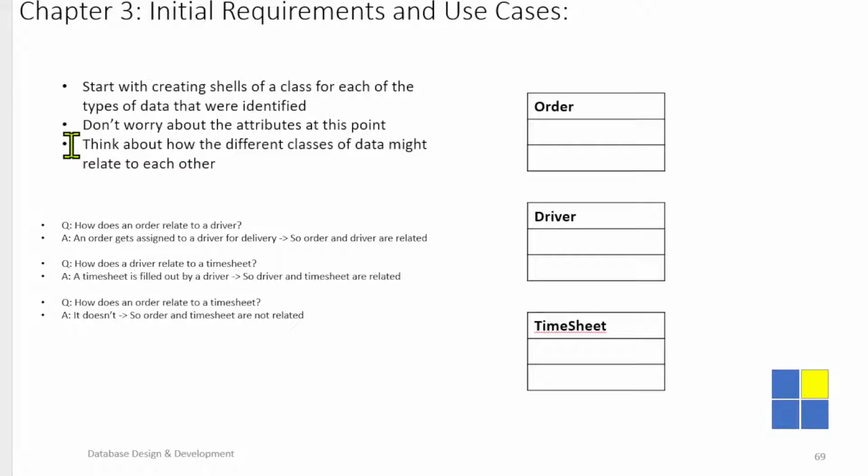Let's not worry about attributes at this point. Again, attributes, fields, columns, all the same thing. I don't know why people, especially in computers, love to name things 50 times over.